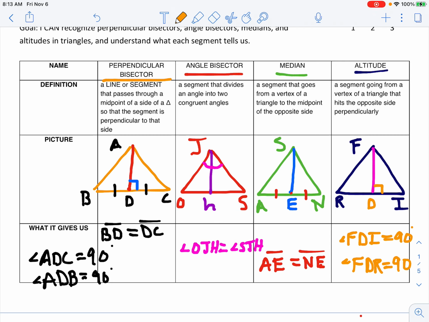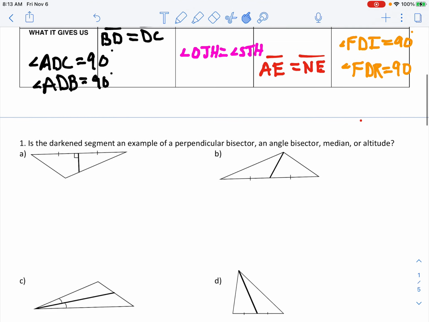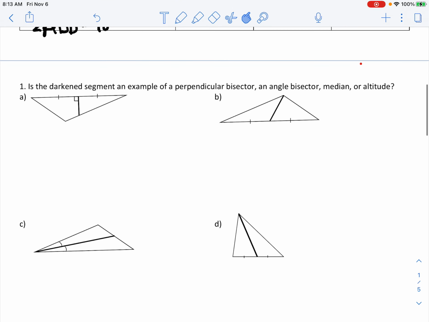Angle bisector, median, and altitude has one. Today, our goal is to be able to identify them in pictures. Tomorrow, we'll look at, can we solve these when we're given an equation in certain spots? All right, so let's look at some pictures. We are going to pick which one it is based on the markings of the picture.